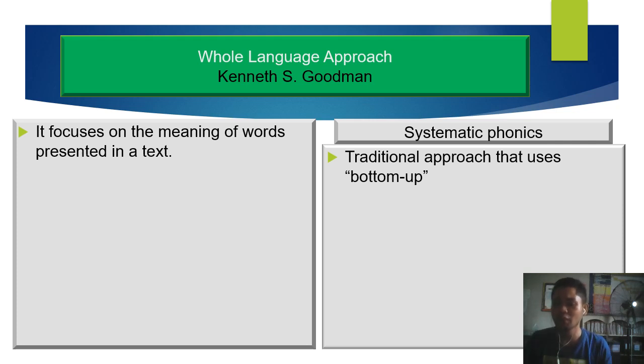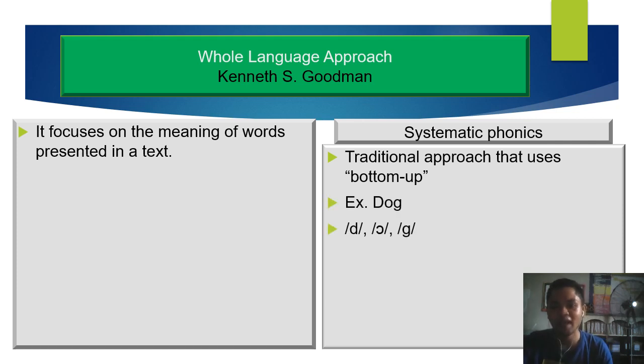This is very important in this 21st century, that our learners should involve their macro skills to integrate their reading, writing, listening, and speaking activities the teacher provides.